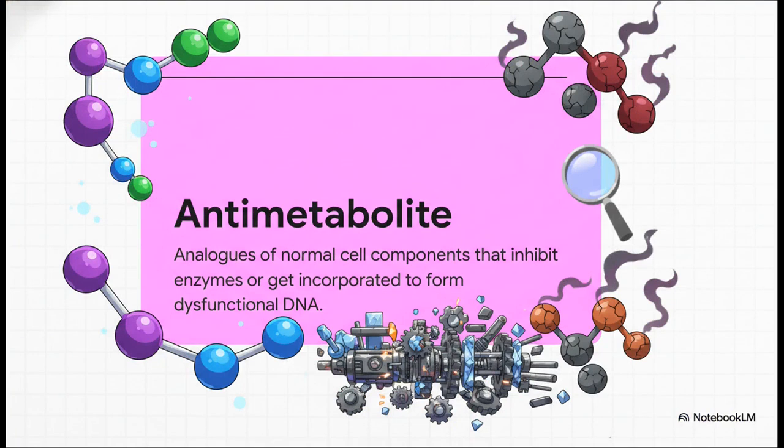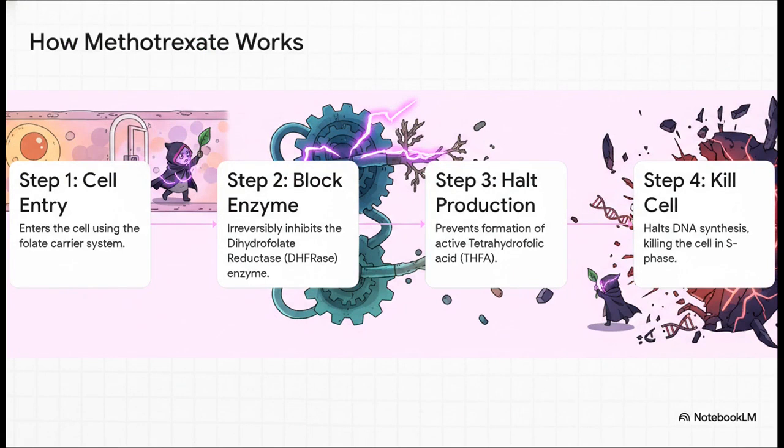So what is an anti-metabolite? All right, it's very simple. They are fakes. They are structural analogs, which is just a fancy way of saying they look like the real building blocks the cell needs. But when the cell tries to use these fakes to build new DNA or RNA, poof, the whole production line gets jammed. Nothing works.